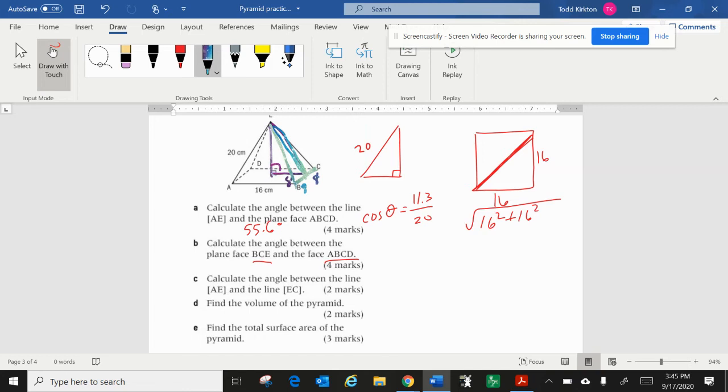It's pretty hard to see with that small triangle. I'll draw it out here. So this is half of one of those faces. This is 8 and this is 20. I can find that height. I can take 20 squared minus 8 squared.